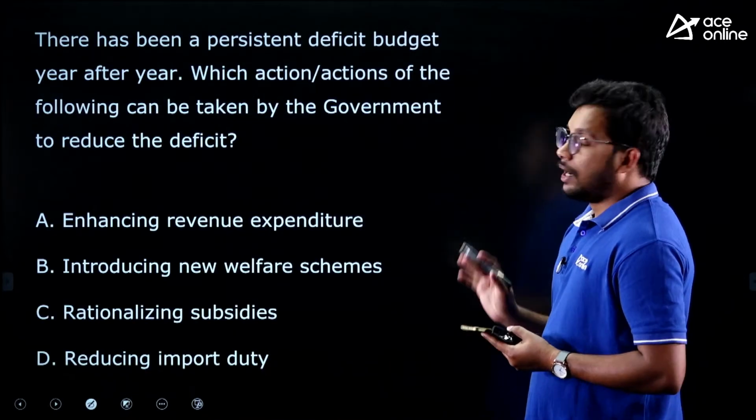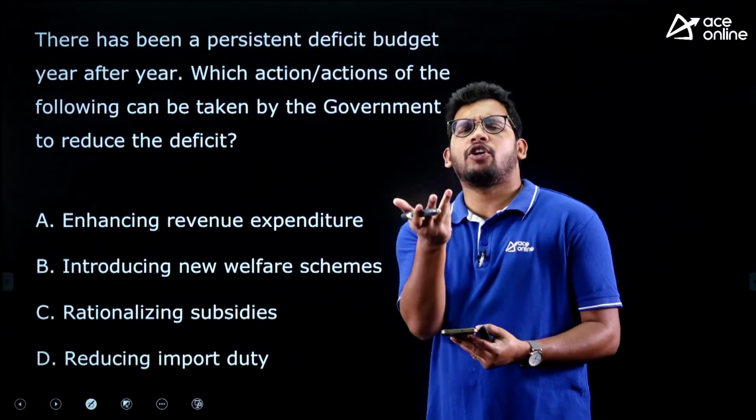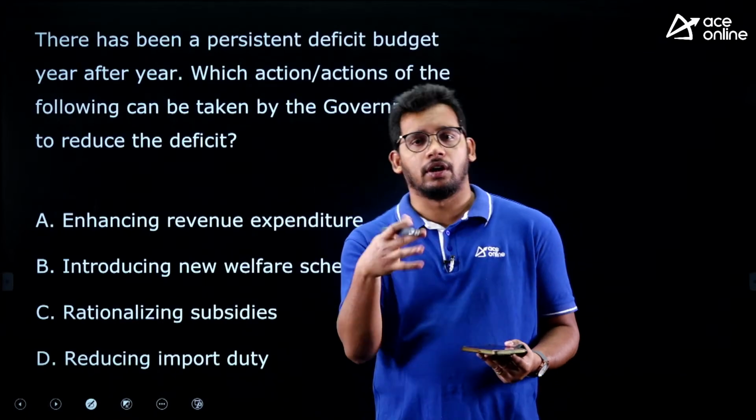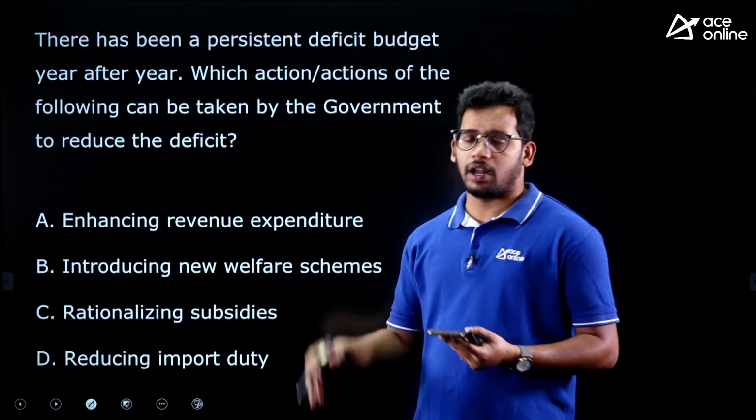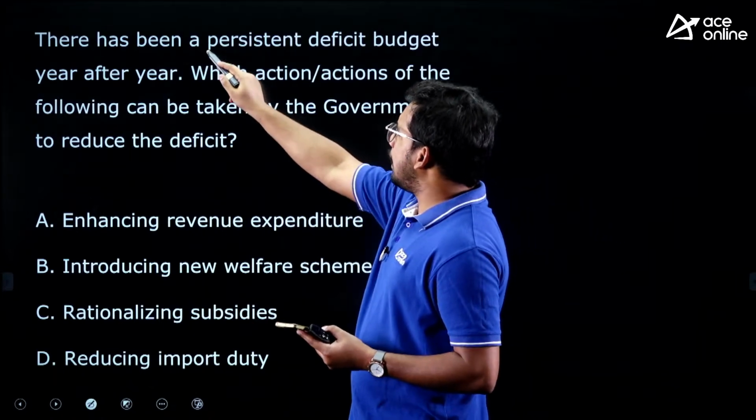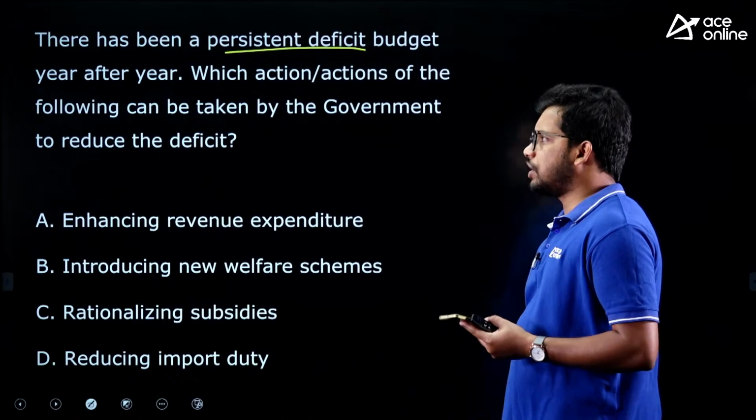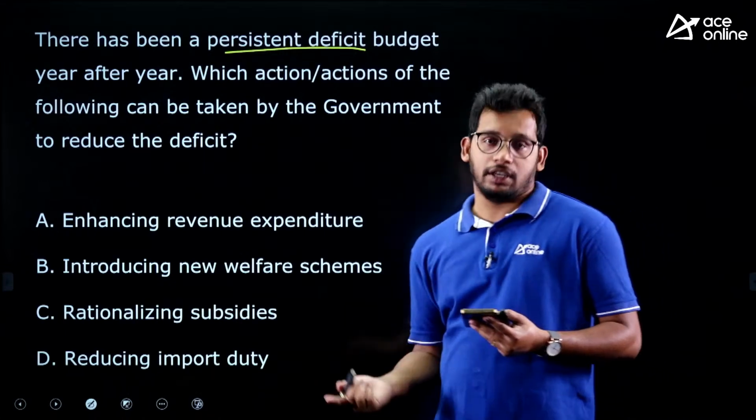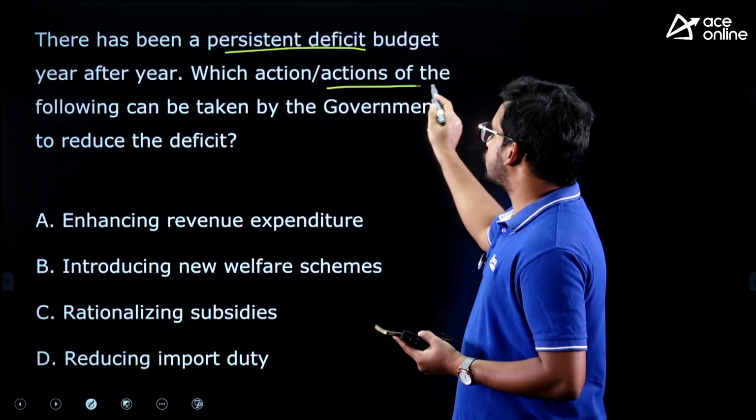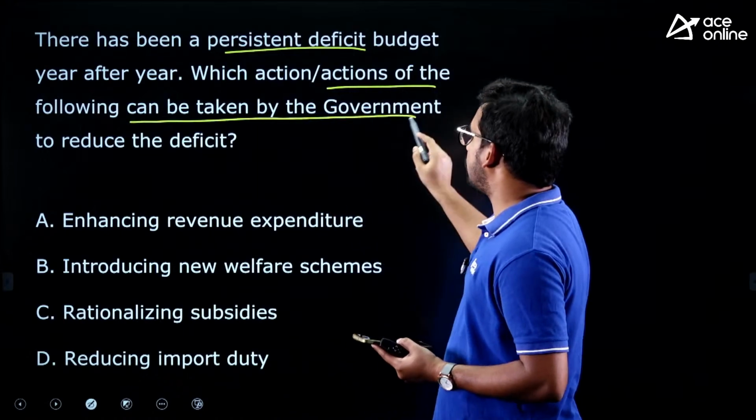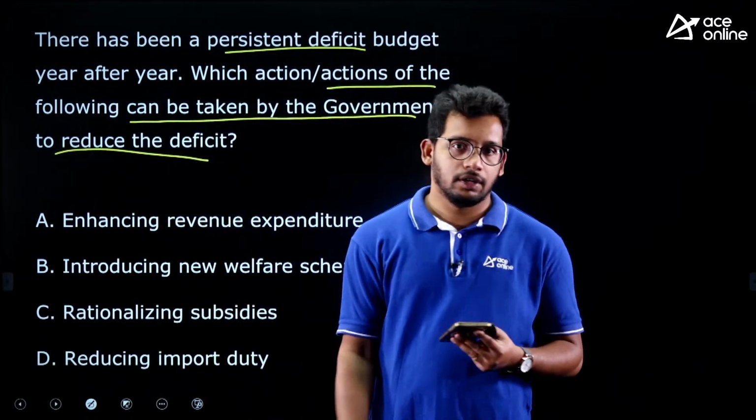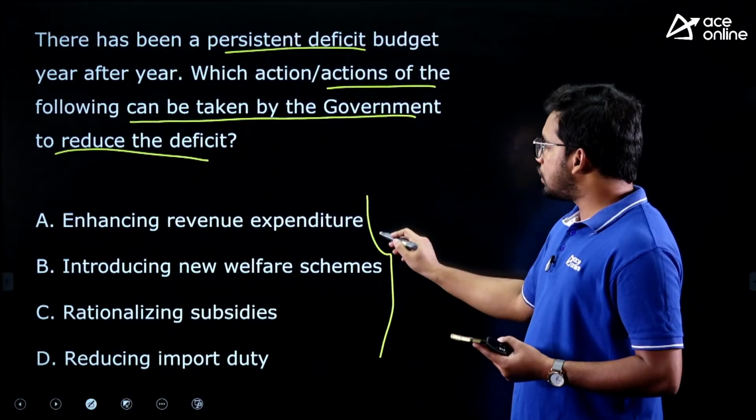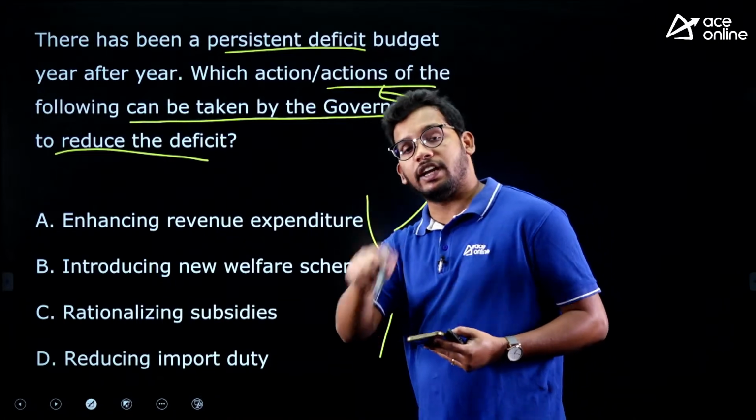Next question. This is an application based question, but very common sense. You don't need to worry about knowing economics also. You can take your own daily life as an example and answer this question. There is a persistent deficit budget year after year. That means the government is taking a lot of debt every year, right? Which of the following actions can be taken by the government to reduce the deficit? There are 4 measures given in the question. Which measure should the government take to reduce their deficit?